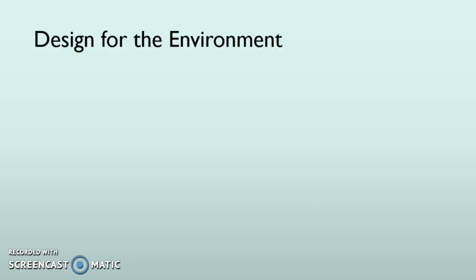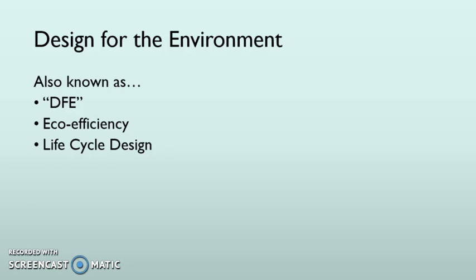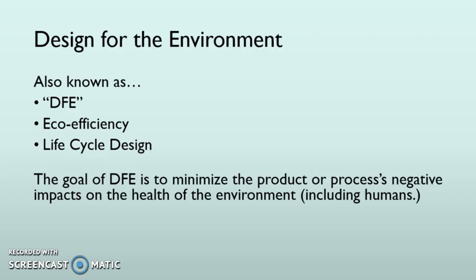So sustainable design is also called design for the environment, abbreviated as DFE. It's also called eco-efficiency or life cycle design. These terms are all pretty much interchangeable, and you'll see them in the book. The goal of DFE is to minimize the product or process's negative impacts on the environment. This includes the health and safety of humans. So we are part of the environment, so we do count in this impact.